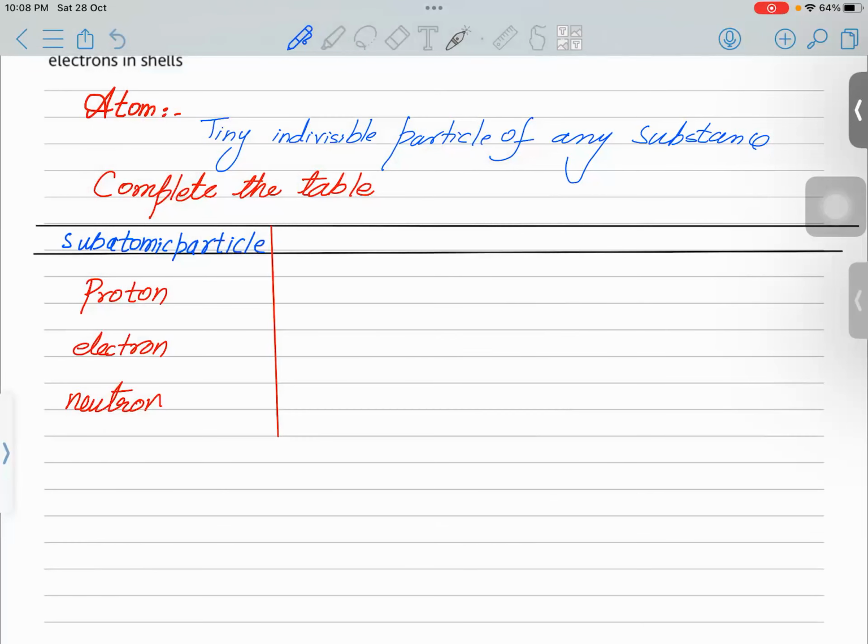Next heading is relative mass. Then relative charge.